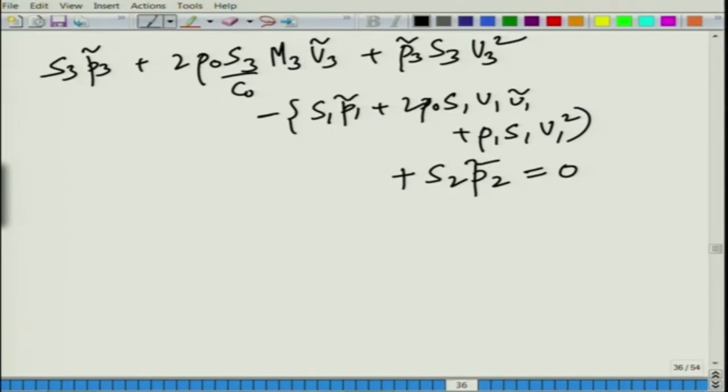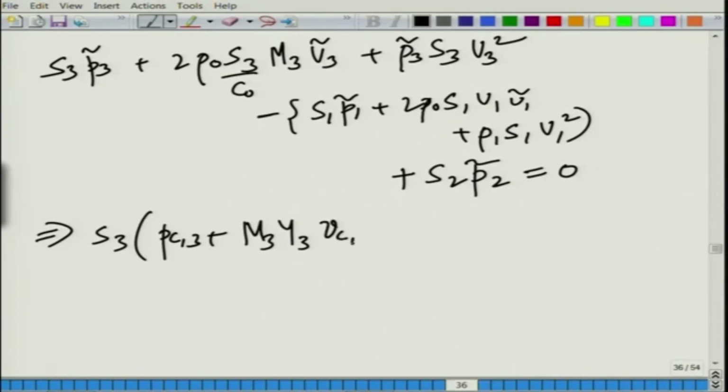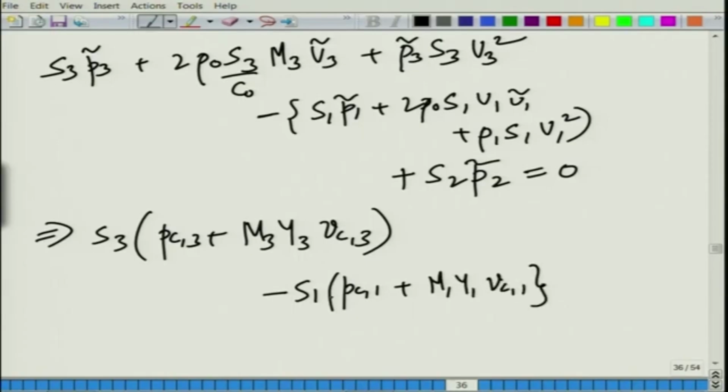So, we get that. Again we make use of the convective state variables, and with the understanding that we had in the last few equations, what we eventually get is S3 times, so we get this part, we get this.